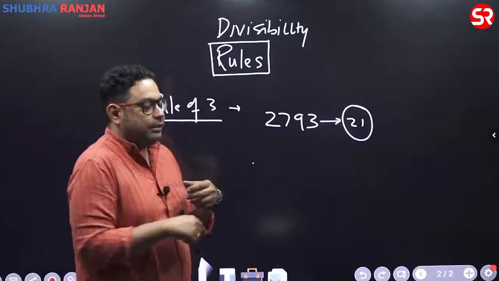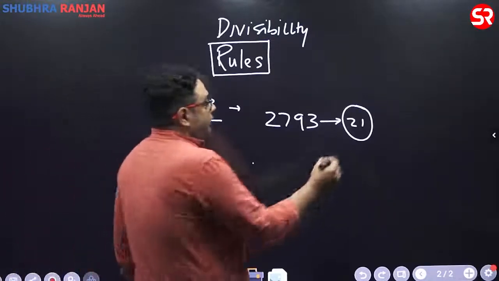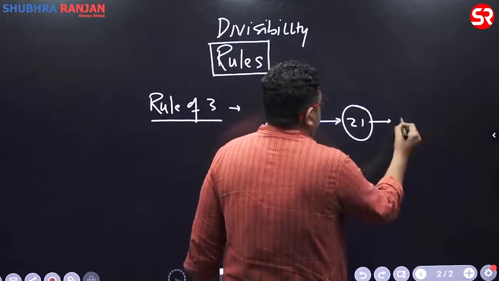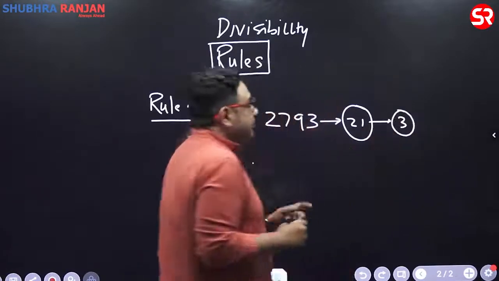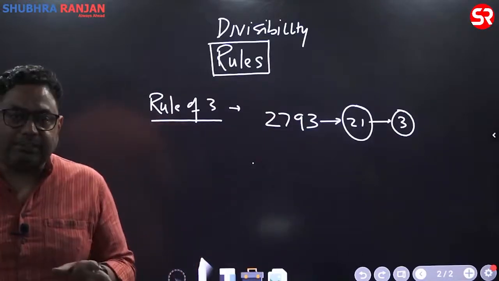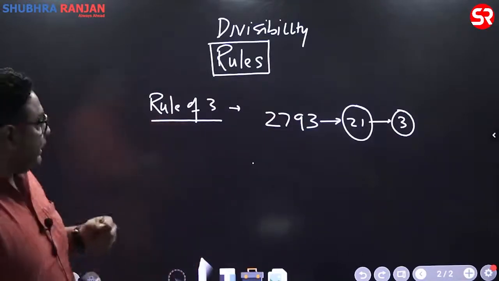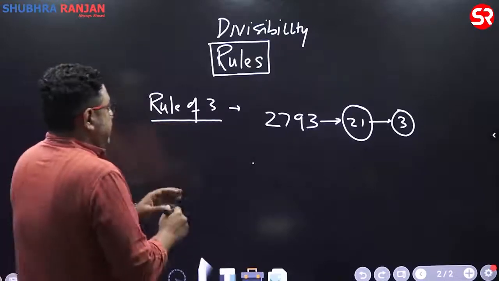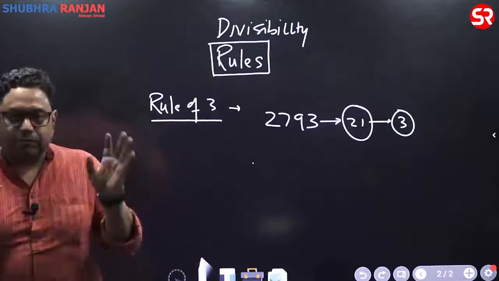I hope everyone knows this. My logic is that 21, make a single digit, 2 plus 1 is 3. So kindly make a single digit. Once you make a single digit, if that single digit is exactly divisible by 3, the number is exactly divisible by 3. This is something we actually know, isn't it?